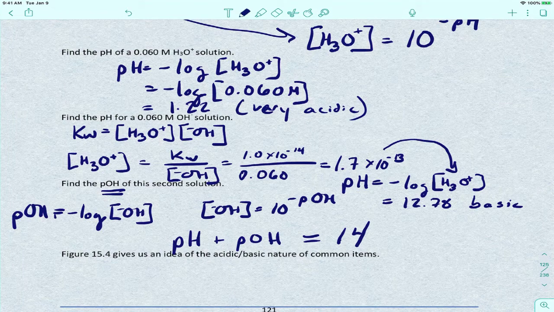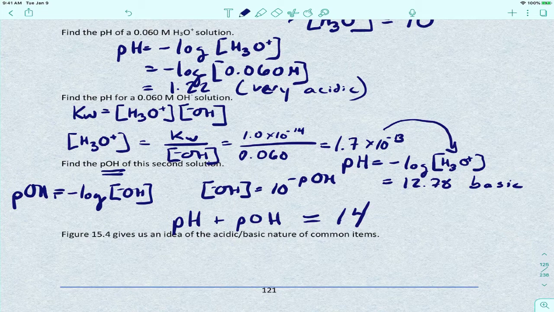All right, so if we were to find the pOH of that second solution, we know what the pH is, which was 12.78. If we subtract 12.78 from 14, that's going to leave us with 1.22. And so if we want to backtrack, actually we just found the pOH of this solution.